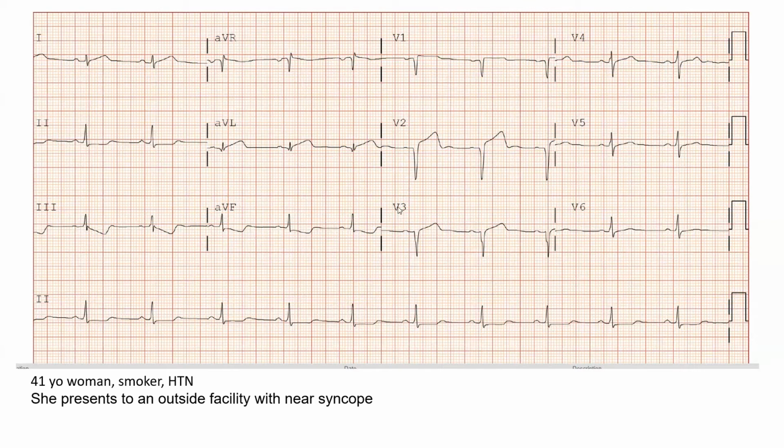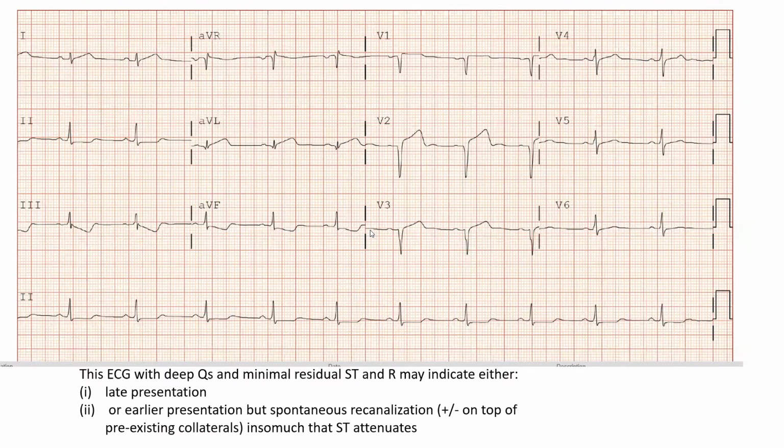Good answer. It's possibly subacute. What else could it be? The idea here is the ST elevation is not pronounced. So this is an EKG with deep Q waves in V1 through V3 and a mild to minimal residual ST elevation. This may indicate two things. I want you to know those two things. This is a common EKG.